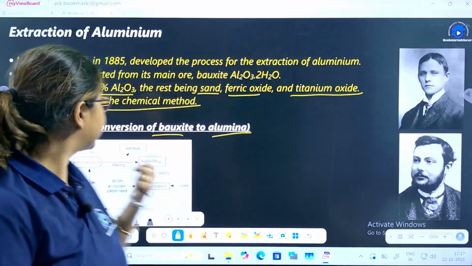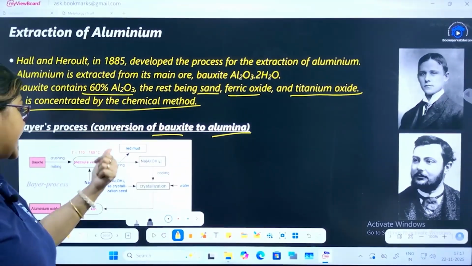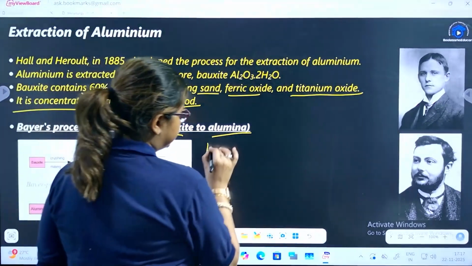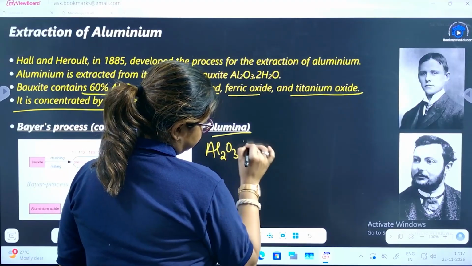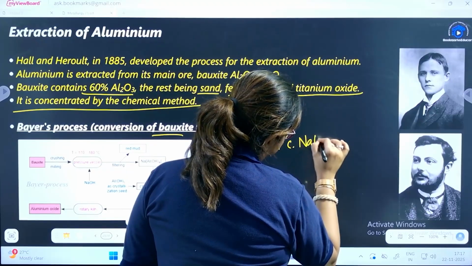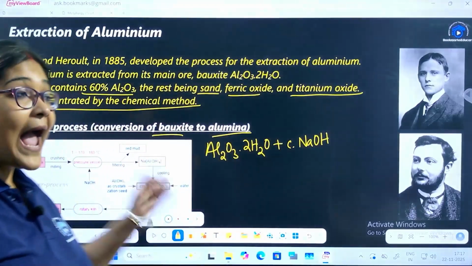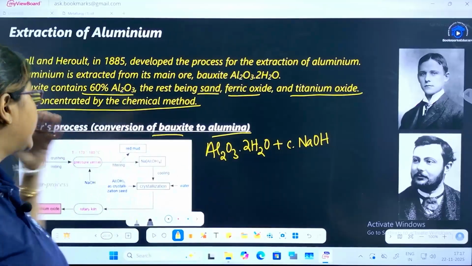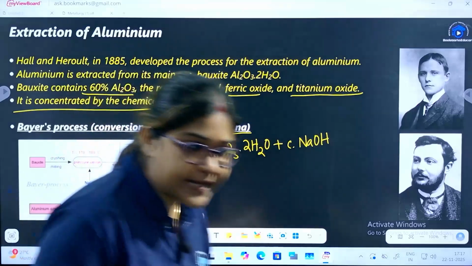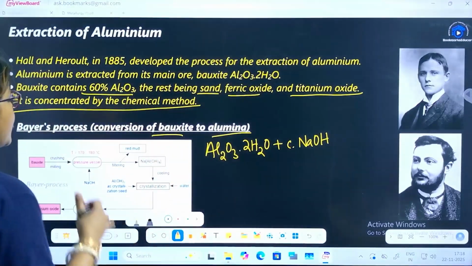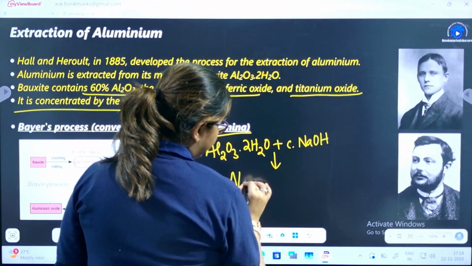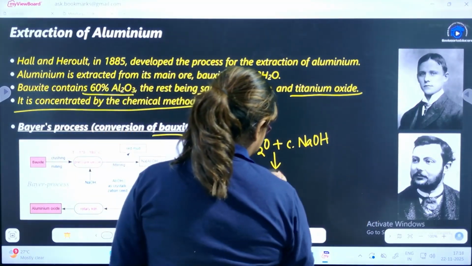From bauxite you will generate aluminium. What happens in Bayer's process? You have bauxite, crushing, milling, and I get finely divided ore. This ore is then treated with concentrated caustic soda at a very high temperature of 170 to 180 degrees centigrade in a pressurized vessel, to obtain a soluble mixture of sodium metaaluminate.